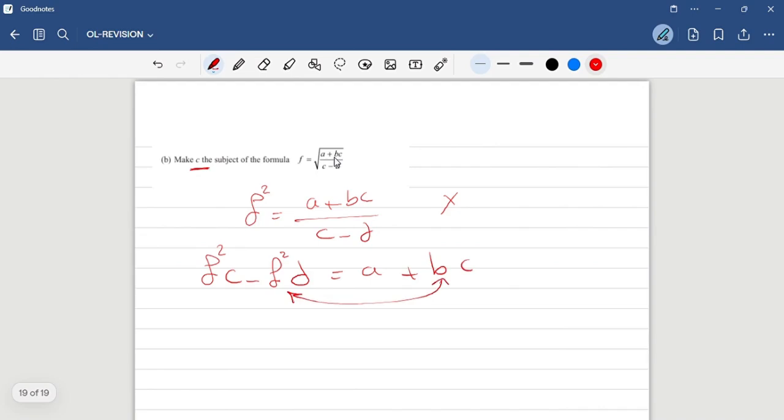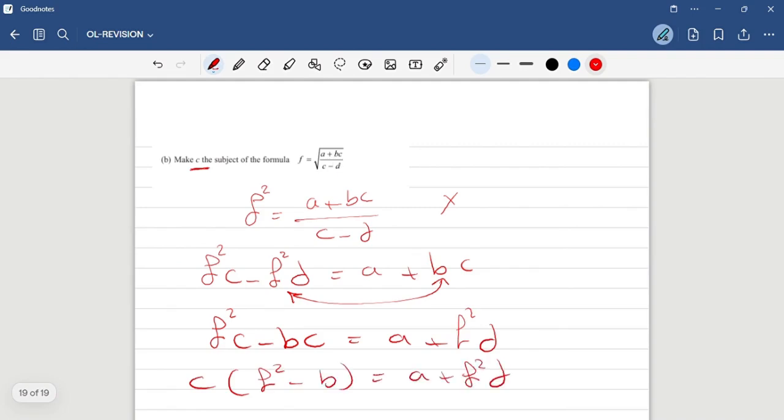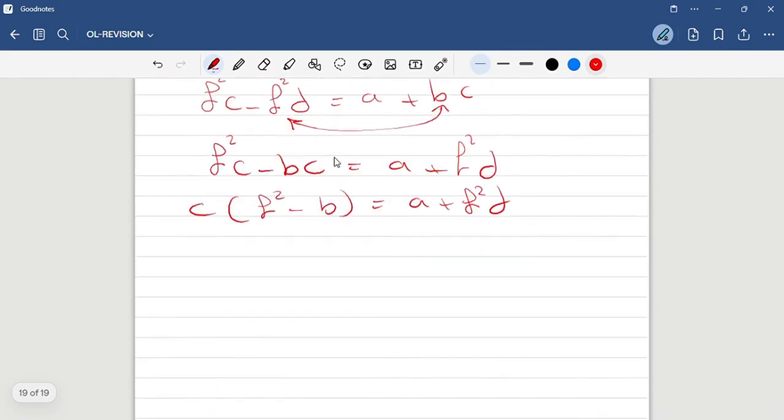I will change between these two parts, so it will be f power of 2c minus bc, which is equal a plus f power of 2d. After this, I will take c as a common factor. It will be c times (f power of 2 minus b), which is all equal a plus f power of 2d. And then I will assume that this is multiplied, so I will send it to the other side by divide. C equal a plus f power of 2d divided by f power of 2 minus b.